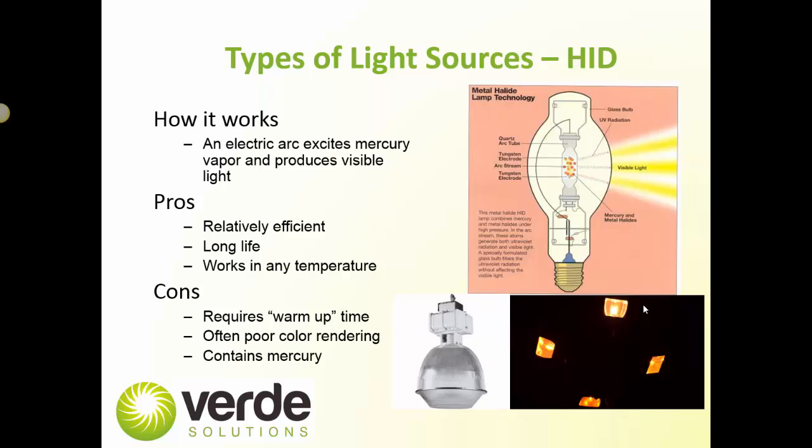And so, similar to a fluorescent, the electric current excites the vapor and produces visible light. Similar pros: it does have a long life, relatively efficient. The cons: it requires warm-up time. If you've ever been in a gym and flipped on the lights, it takes about 2 minutes before you can even see anything. They often have very poor color rendering. They do contain mercury, and then you get that buzzing noise quite a bit with the ballast behind the scenes.